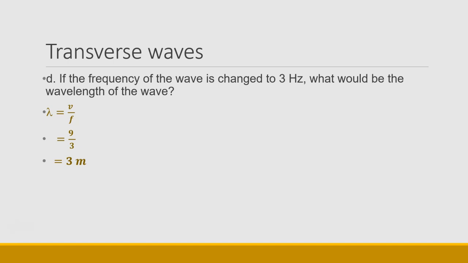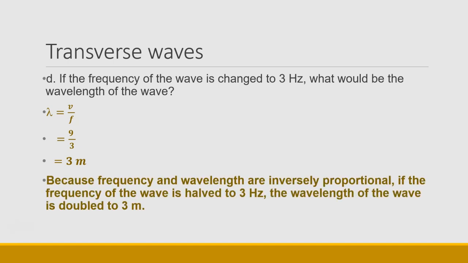You can show this by calculation, but sometimes when you're asked this question, you're asked to explain the answer without showing a calculation, in which case you would need to explain that frequency and wavelength are inversely proportional. So because the frequency was halved from 6 hertz to 3 hertz, then the wavelength of the wave is doubled from 1.5 meters to 3 meters. But it is key that you understand this relationship.